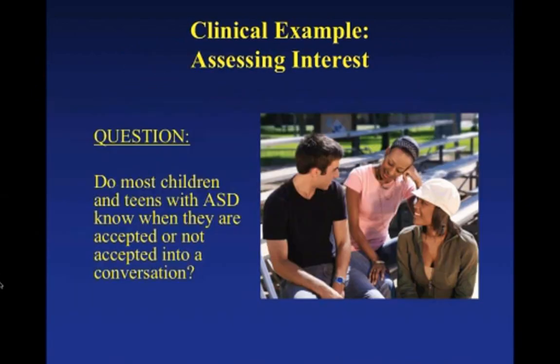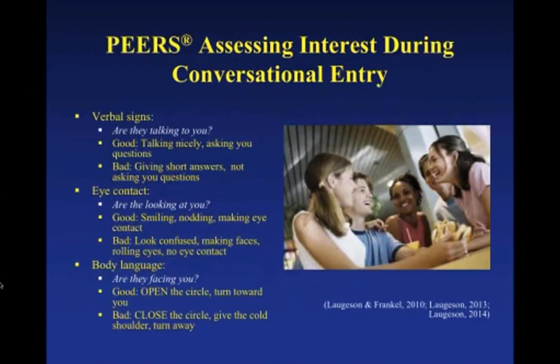All right, so apart from knowing what to do, what the steps to follow are, we also want to make sure our teens are paying attention to nonverbal cues of interest in conversations. So we ask them, what do most children and teens with autism spectrum disorders know when they are accepted or not accepted into a conversation? Oftentimes they don't, because as we mentioned before, reading social cues can be challenging for them, right? So we talk to our teens about paying attention to 3 key factors in assessing interest during conversational entry.